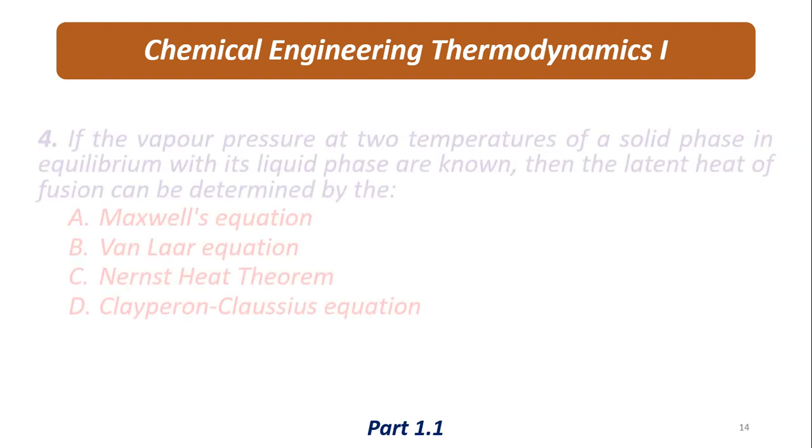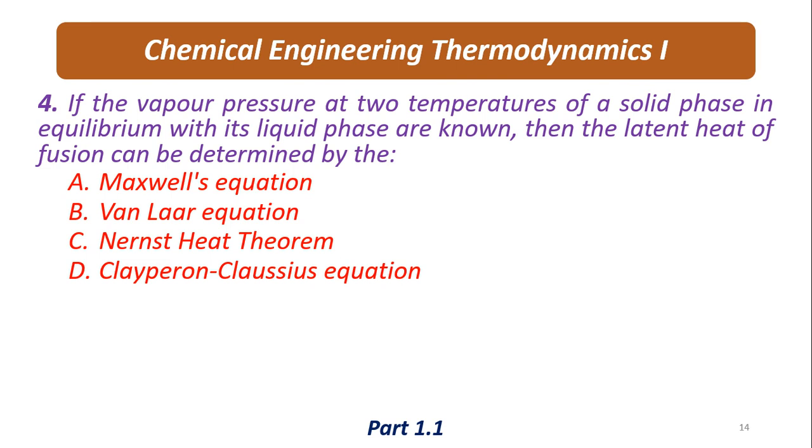For this stage, let us proceed to the fourth question. It says, if the vapor pressure at two temperatures of a solid phase in equilibrium with its liquid phase are known, which means that the solid is just in equilibrium with a liquid, then the latent heat of fusion can be determined by: A, Maxwell's equation; B, Vallar equation; C, Nernst heat theorem; D, Clapeyron-Clausius equation.